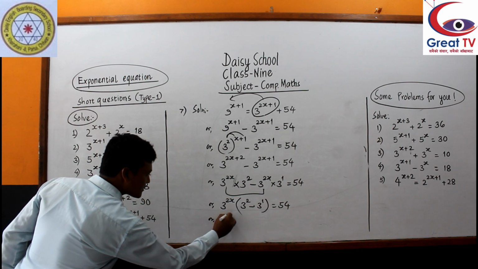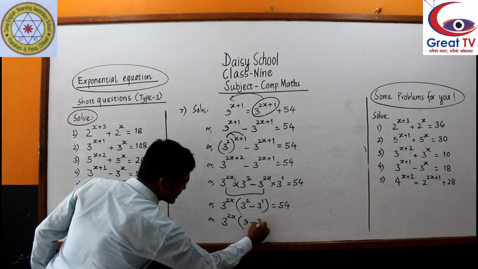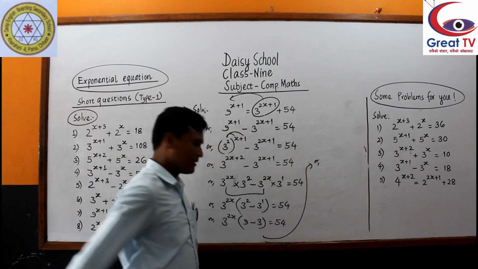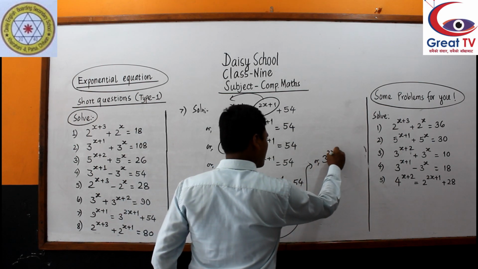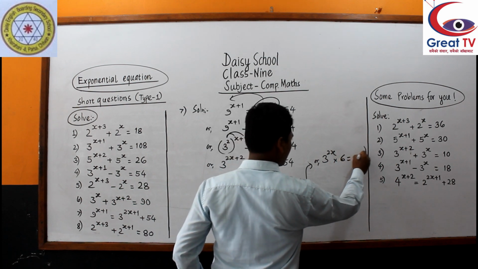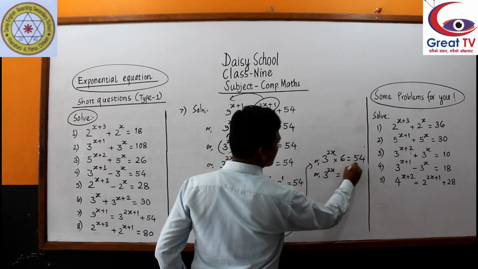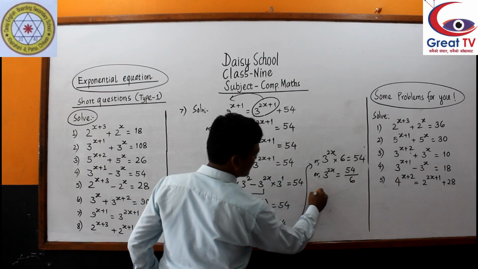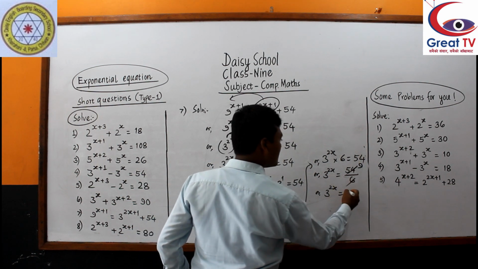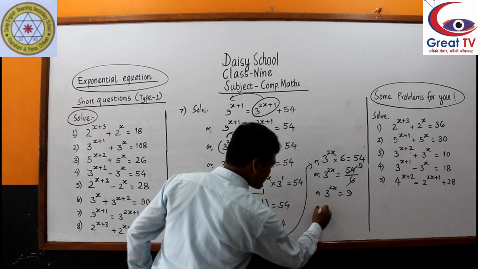After this, simplify: 3 to the power 2x times 3 square, which is 9, minus 3 to the power 1, which is 3, equals 54. Then solve the steps over here. 3 to the power 2x times 9 minus 3 gives 6 equals 54. Then after this, 3 to the power 2x equals 54 divided by 6. 3 to the power 2x equals 9, because 6 9s are 54.